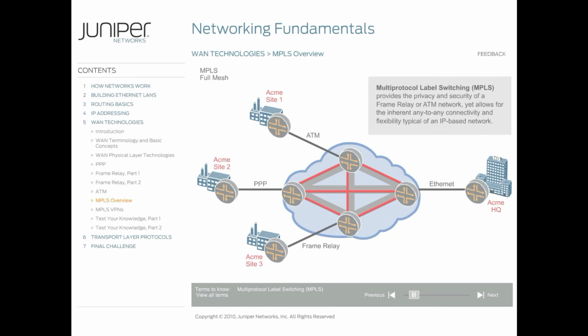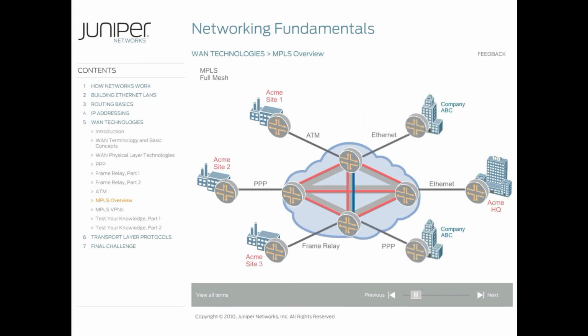MPLS provides the privacy and security of a frame relay or ATM network, yet allows for the inherent any-to-any connectivity and flexibility typical of an IP-based network. Today, service providers can offer MPLS VPNs at a much more affordable price than traditional frame relay and ATM VPNs. So many customers are transitioning their old frame relay or ATM-based VPNs to MPLS VPNs. And often, they're using Ethernet as their Layer 2 protocol of choice to do it.